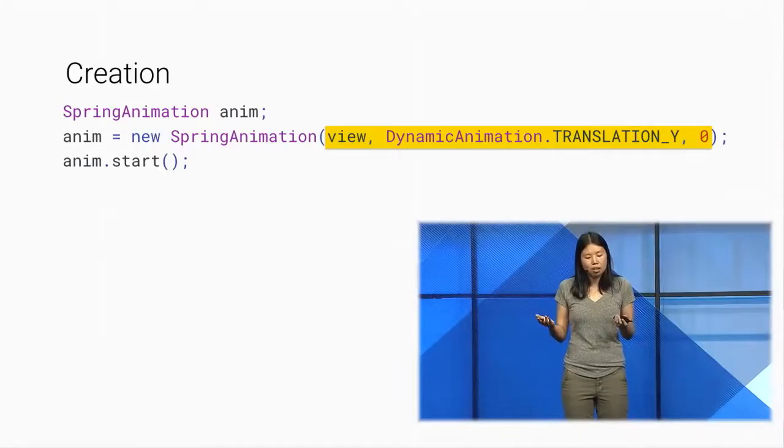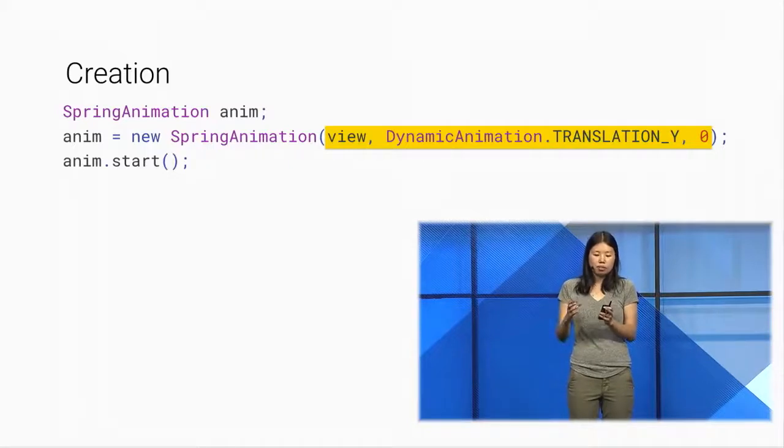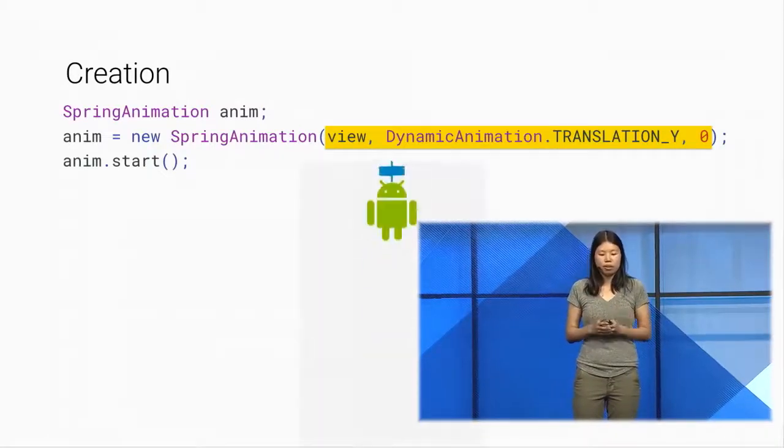But it doesn't have to be a view. It can be any object. And then the property we want to animate, in this case, is the translationY of the view. And then finally, the resting position of the spring. Now we're ready to start. So this animation would animate the view from whatever translation that it had at the start of the animation back to 0. And here's what it looks like.